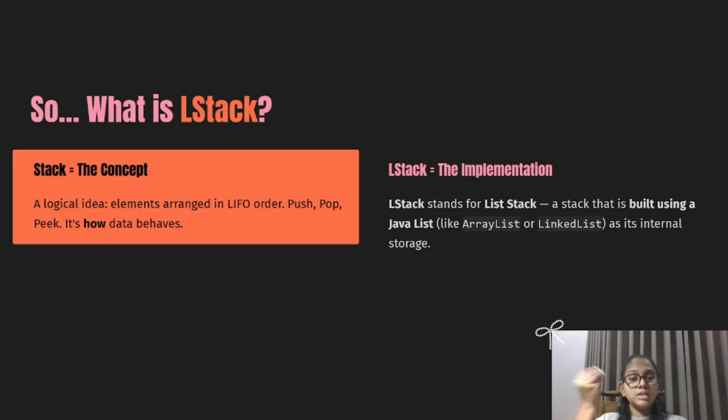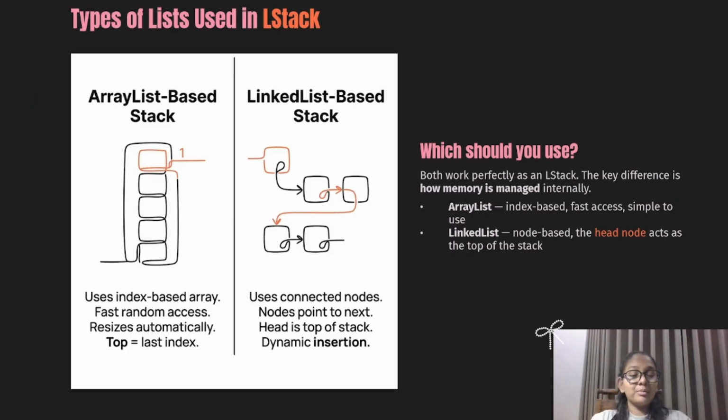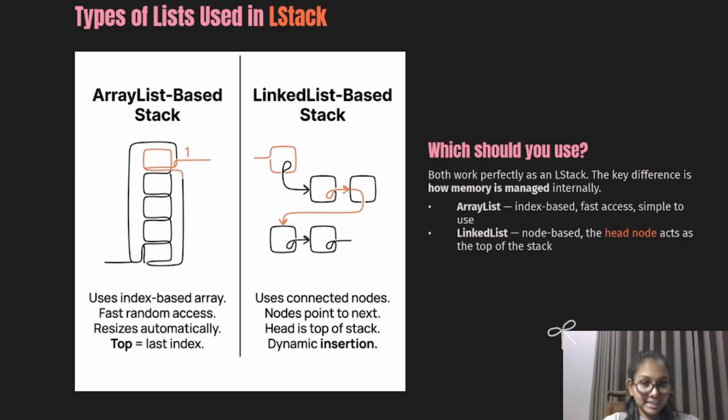Now, depending on the type of list we use, the implementation can work a little differently. So there are mainly two ways to implement an LStack. The first one is array list. Array list is index-based, very beginner friendly and easy to work with. We can quickly add and remove elements from the end of the list, which makes it perfect for stack operations. The second option is linked list.